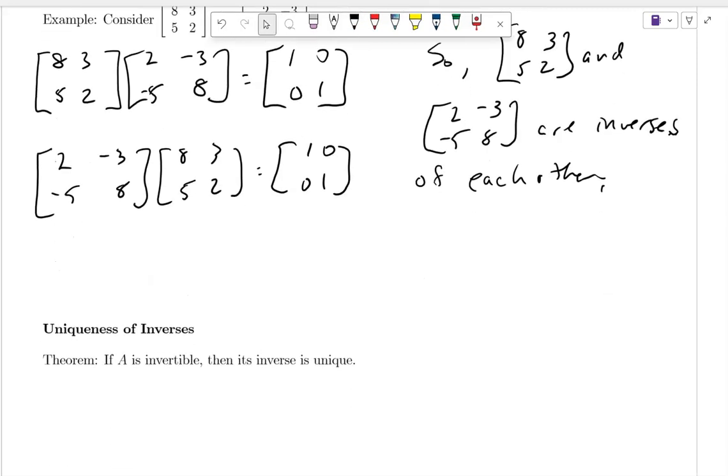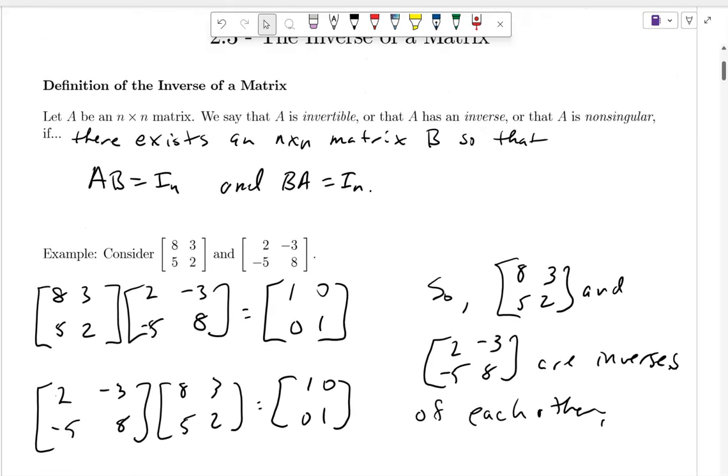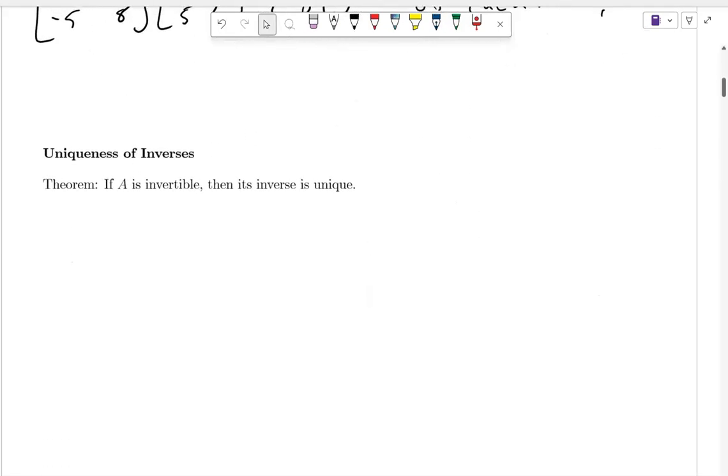All right. Now notice that when I made the definition before, I said there exists an n by n matrix B, right? I said there was at least one. Now, you know from work that you've done with numbers, there's only one multiplicative inverse of any number, right? Before we said, how did I undo multiplication by 3? Multiplied by a third. You divided by 3, right? There was only one inverse.